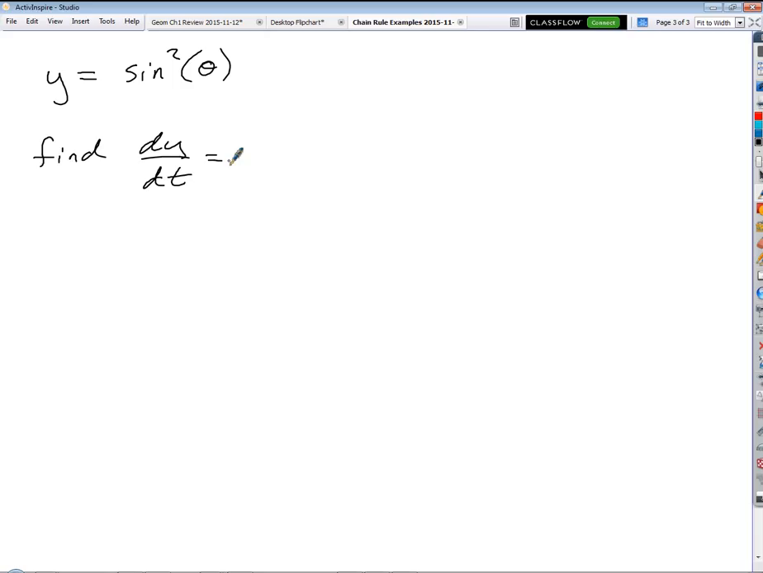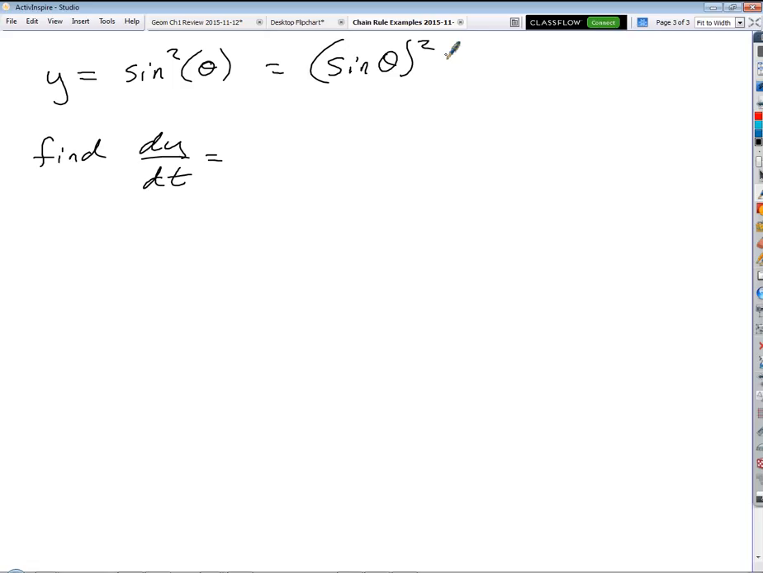Okay, so first of all, what should I probably do to this function? How should I rewrite it to make the layers more obvious? Okay, good. So we're going to rewrite this as the quantity sine theta squared. So let's just follow the chain rule here.